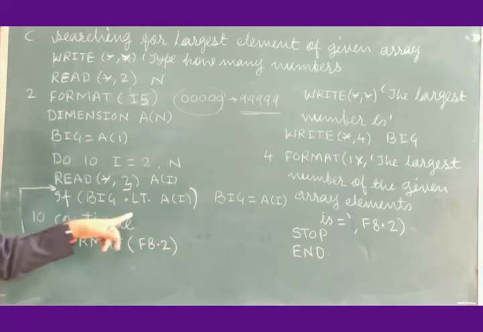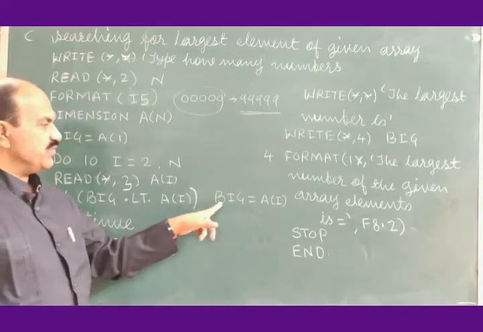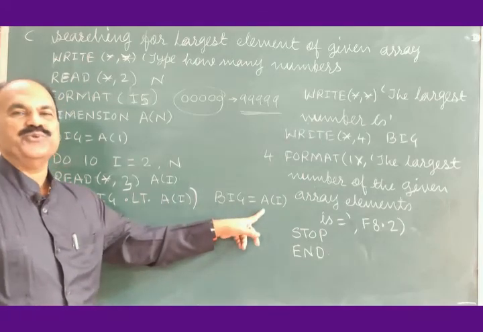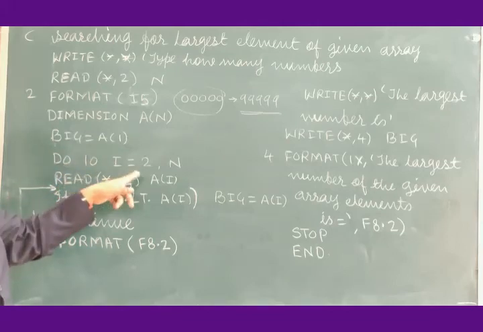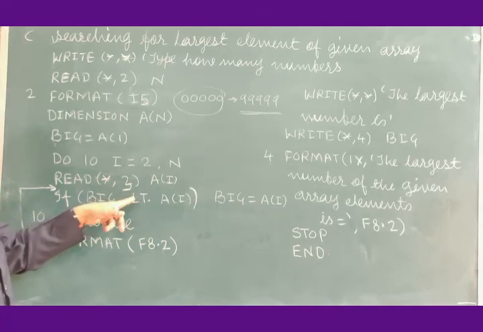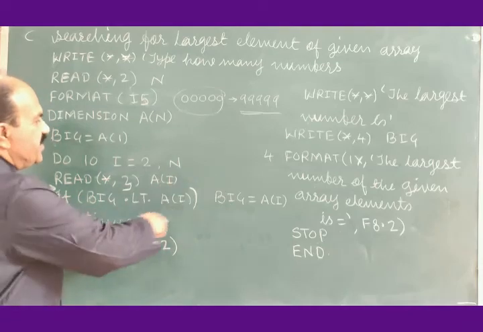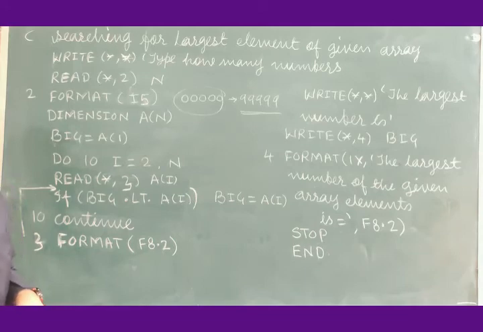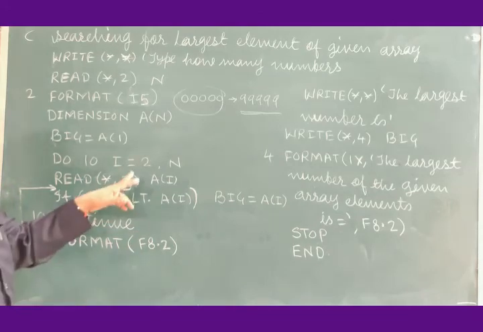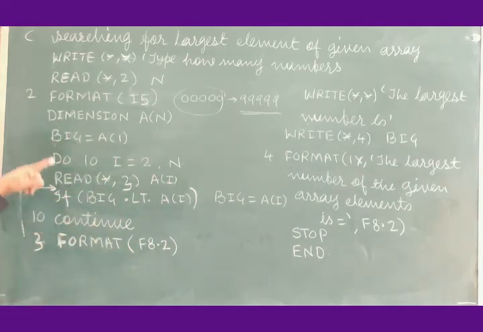What is big here? a1. What is ai here? i is 2, a2. If a1 less than a2, take big equal to a2. Continue. Go to the do loop. Read. Now i will become 3. Read a3 and compare them. Whichever is big, consider it big here. This is continued till the last value is exceeded by the loop. The iterations from 2 to n are completed between do and continue.